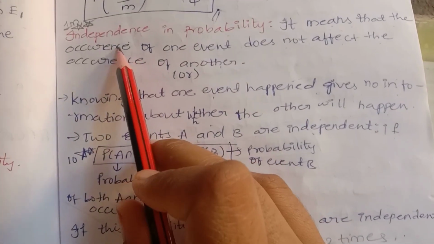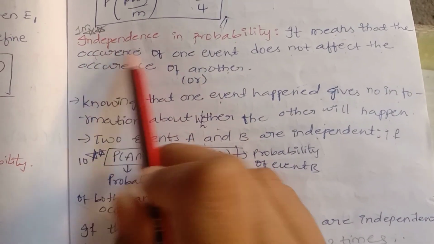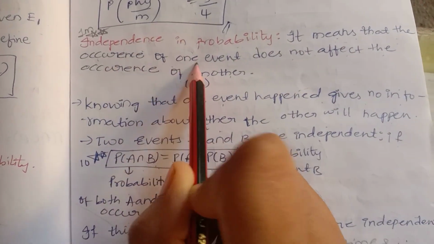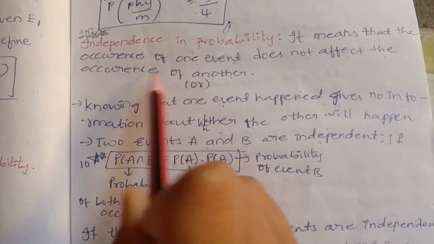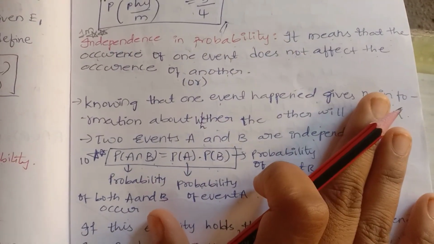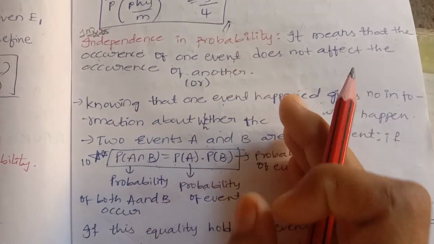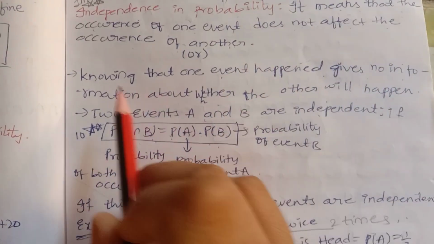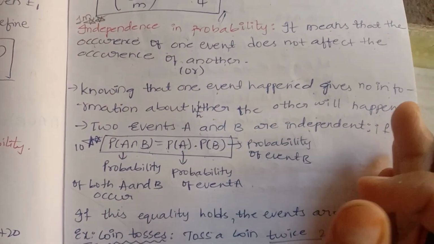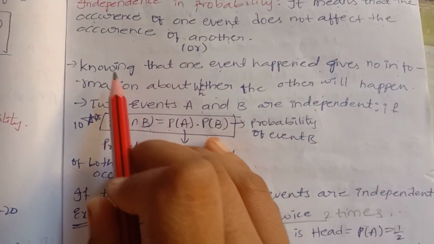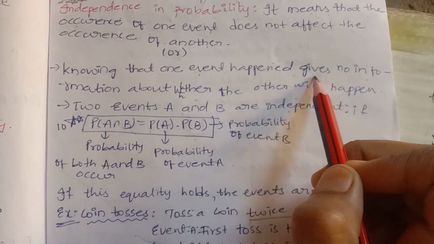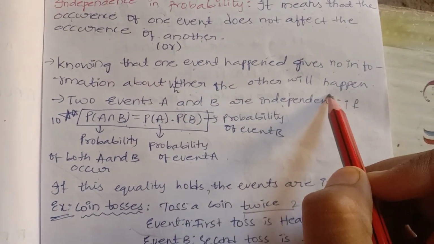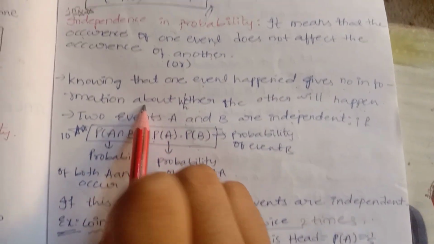Now another important topic for one more question: independence in probability. It means that the occurrence of one event does not affect the occurrence of another event. It will occur separately without involving the other event. Knowing that one event happened gives no information about whether the other will happen or not is known as independence in probability.